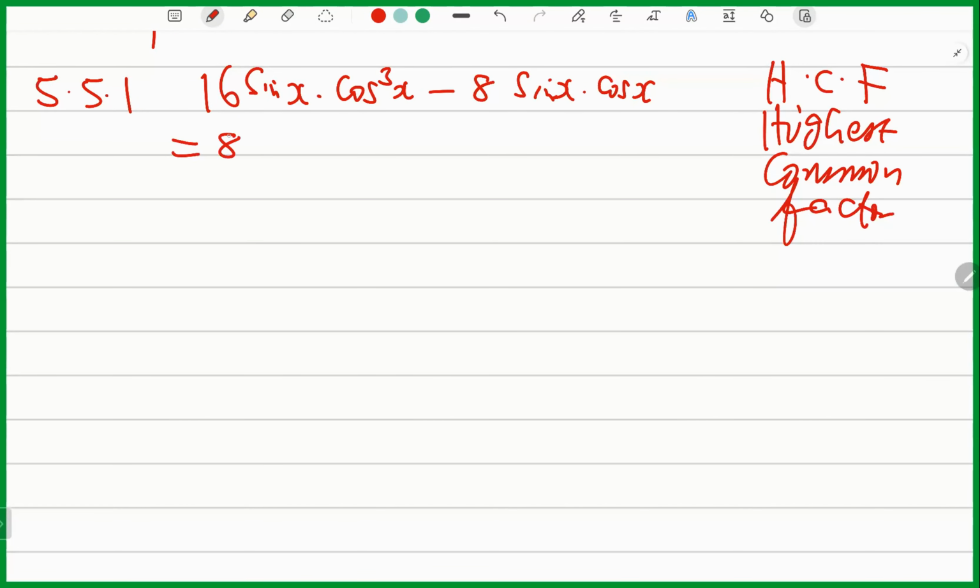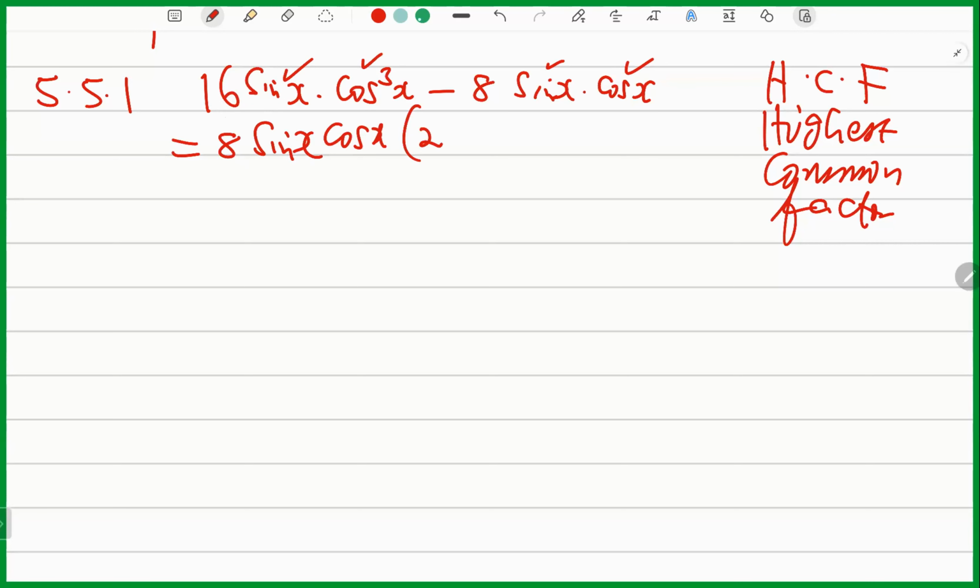So we're going to take 8, because 8 is the highest common factor of 16 and 8. All right? And then the highest common factor of sine x and sine x is just sine x. The highest common factor of the cosine cubed and the cosine x is cosine x. Okay, and then we close the brackets. Now you divide the 16 by 8. What do you get? You get 2.